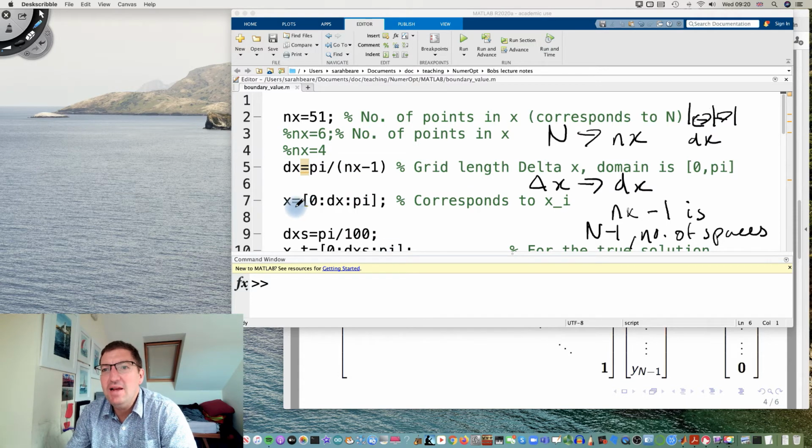Then we set up an array here for x, which goes from 0 to pi, and it's spaced by dx. So dx is our grid length, delta x. I've already stated that up there.